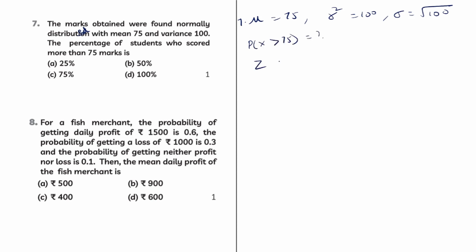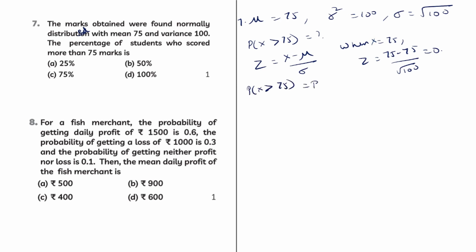Now we know that the z-score can be calculated as x minus mu by sigma. So when x is equal to 75, z is equal to 75 minus 75 by root 100, which is 0. So probability of x greater than 75 is probability of z greater than 0.